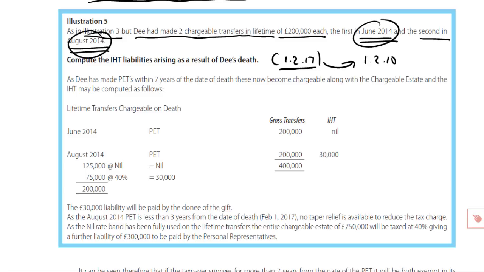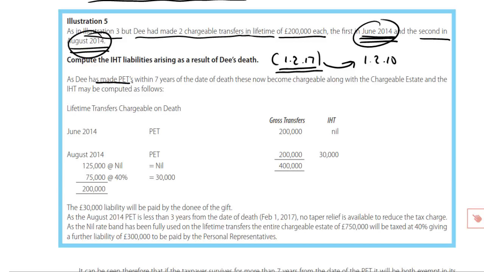Now look at the dates that I've given you. The earliest was June 14. 3 years on from June 14 would be June 17. Sadly, our taxpayer D did not survive until June 17. As we know, she sadly died on the 1st of February 17, which means that any tax that we now compute in relation to either of these transfers will be fully chargeable. We'll have no deduction, no taper relief available. How taper relief works, we'll see in a later example in just a few minutes' time.